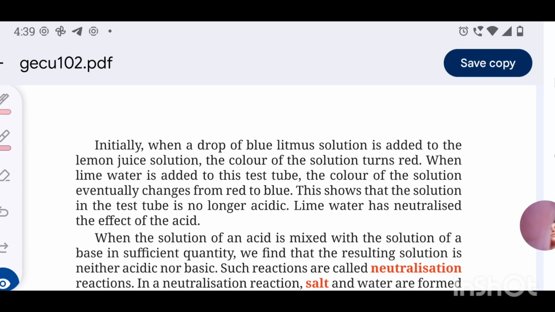Initially, when the drops of blue litmus solution are added to the lemon water solution, the color of the solution turns red. When the lime water is added to this test tube, the color of the solution eventually changes from red to blue. This shows that the solution in the test tube is no longer acidic. Lime water has neutralized it. So the neutralization effect is there.